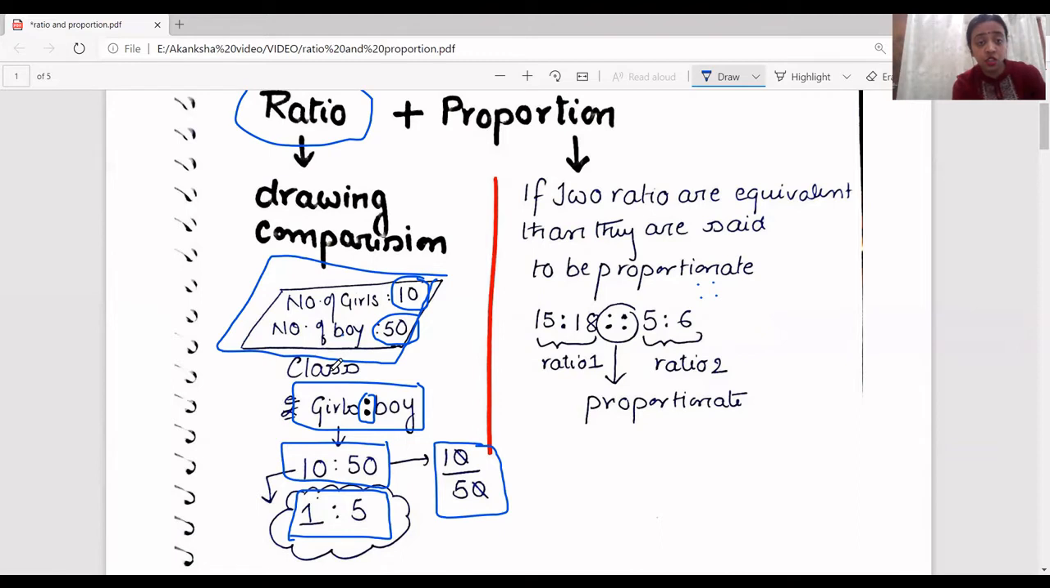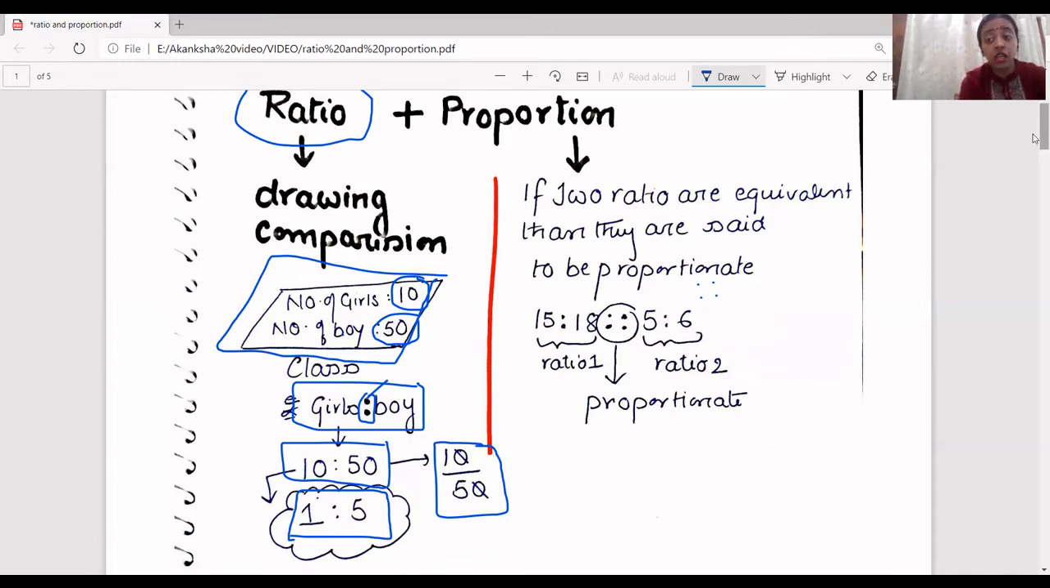So I hope you've understood. Ratio is used for drawing comparison, and two quantities can be compared using ratio. Ratio is represented by a colon, two dots. Girls is to boys is the example that we've taken here. You can also represent the ratio in fraction form, as we've seen right now.